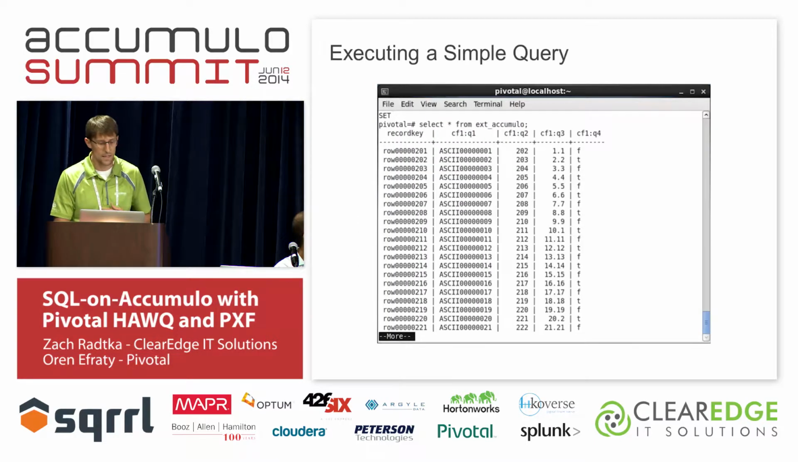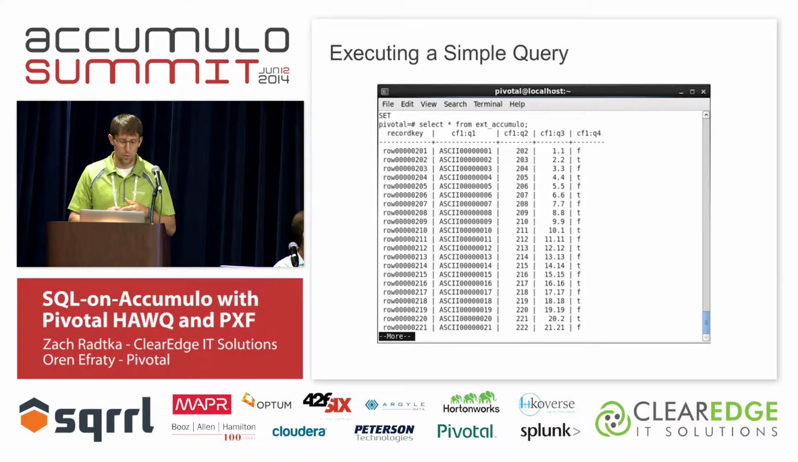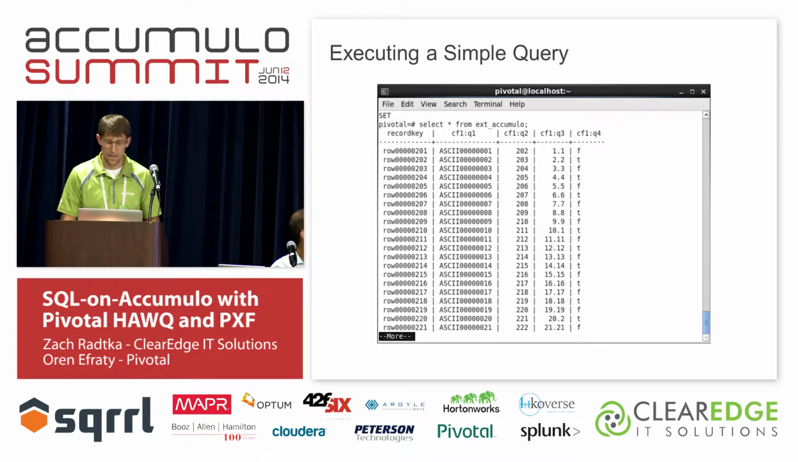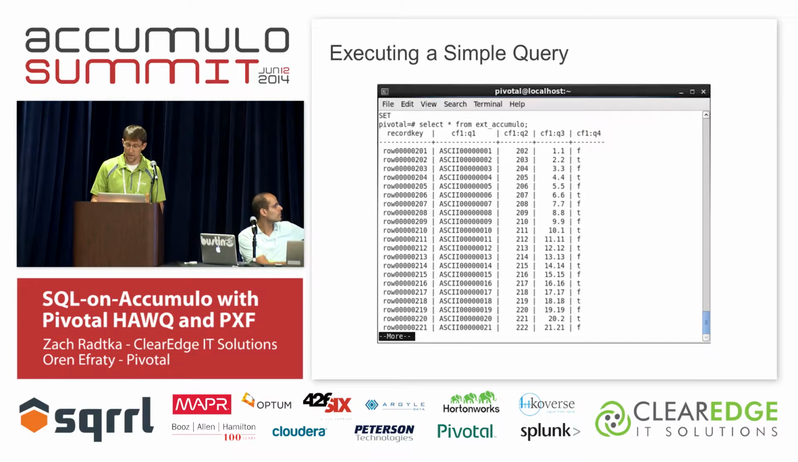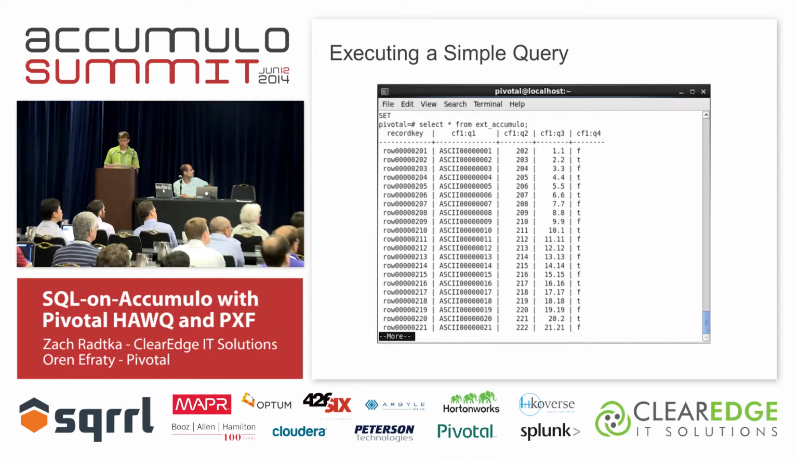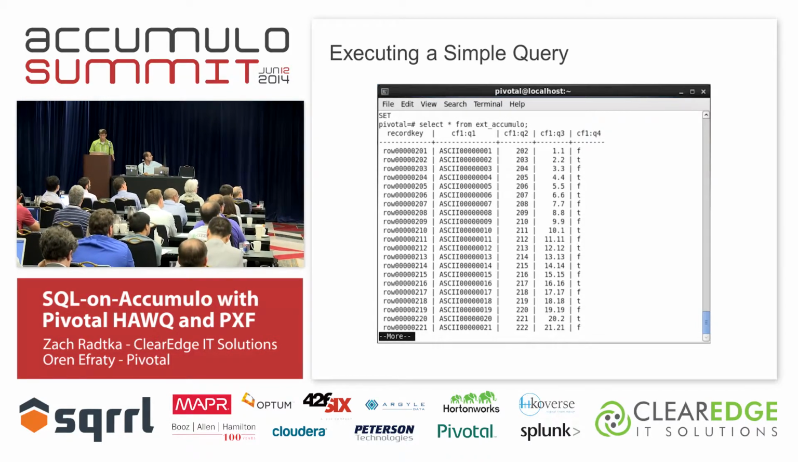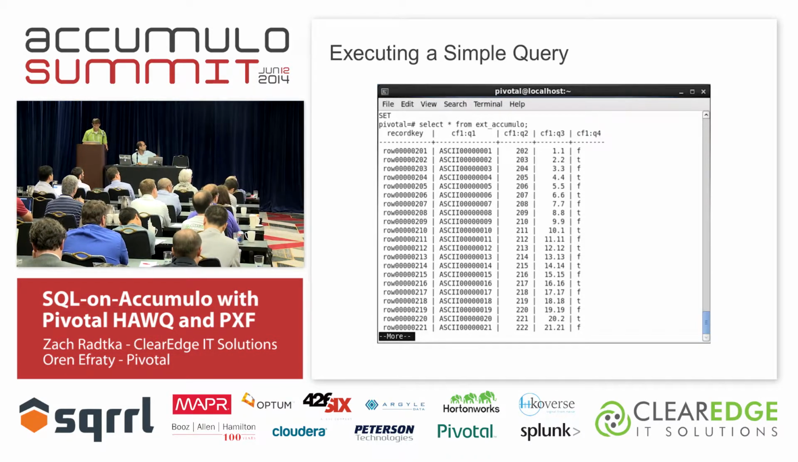Right? But what's really nice here is all we did was a select star from our external table. And it gives us back the data as we would see it in any SQL query. So it's a very nice, easily presentable, field. And we didn't have to do much. We just created a table in HAWQ, and then we let the connector do the work for us.